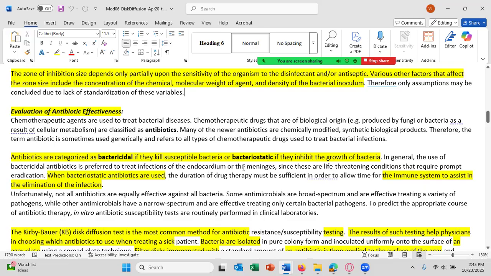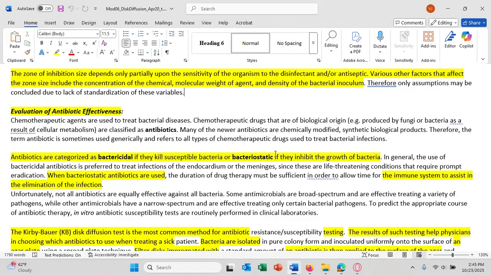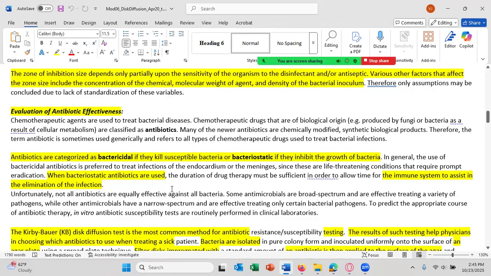If we have a bacteriostatic antibiotic, we are relying on the antibiotic to stop the bacteria's growth, and then we're relying on the host immune system to remove the bacteria from the patient, because the antibiotic will not. It only inhibits the growth of the bacteria. When bacteriostatic agents are used, the immune system assists in eliminating the infection.